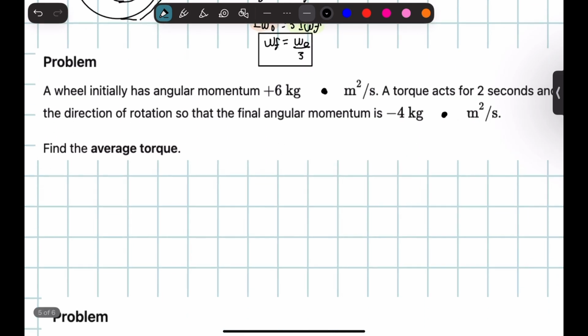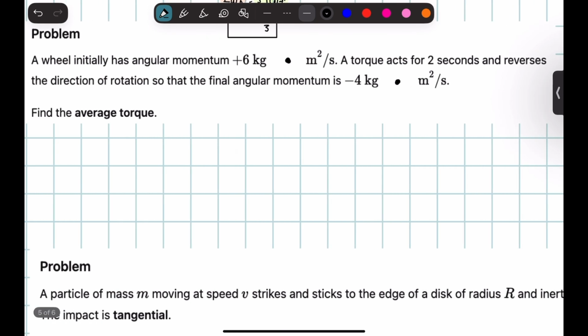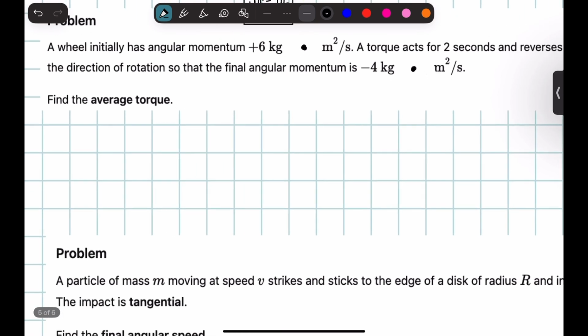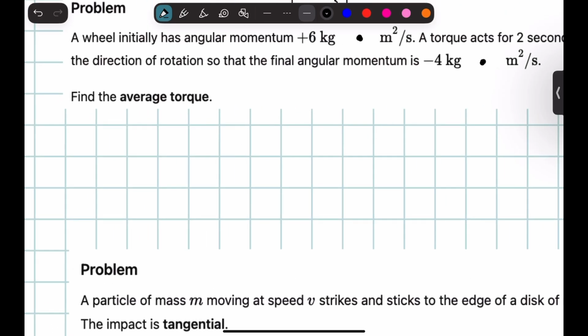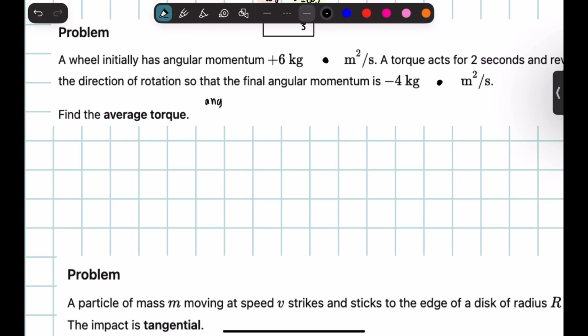Now let's move on to our next problem. A wheel initially has angular momentum of positive 6 kilograms times meter squared over second. A torque acts for 2 seconds and reverses the direction of rotation, so the final angular momentum is negative 4 kilograms times meter squared over second. Find the average torque. So what we need to know is that angular impulse has sign and direction.